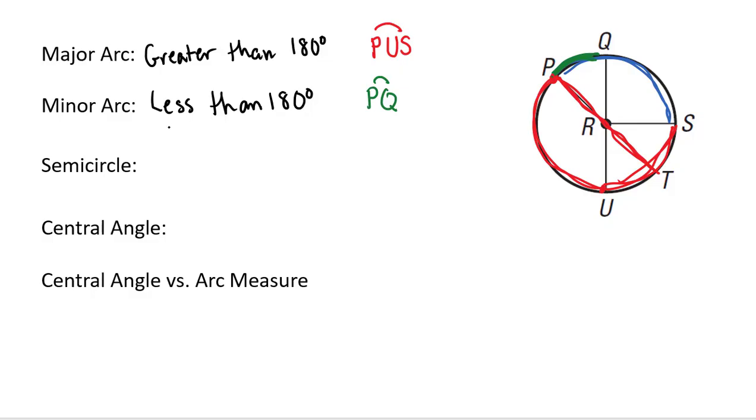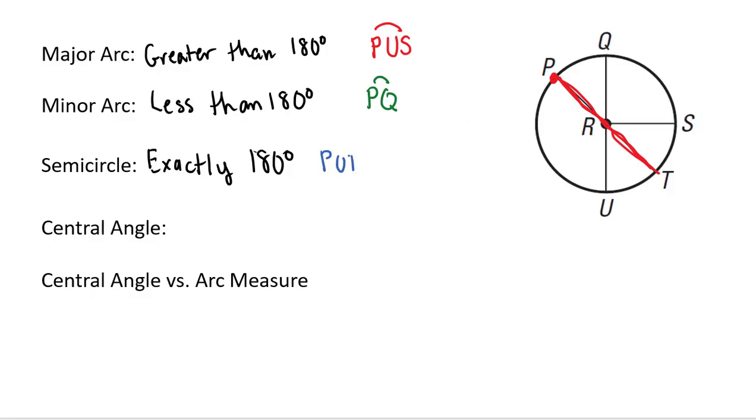A semicircle is half the circle, exactly 180 degrees. Meaning, I'm going to erase some of this. So you could say PUT, or you could say PQT, you could say PST, okay? So there's a bunch of different things. And notice how when I'm naming arcs, I have a little arc over my 3 letters or 2 letters.